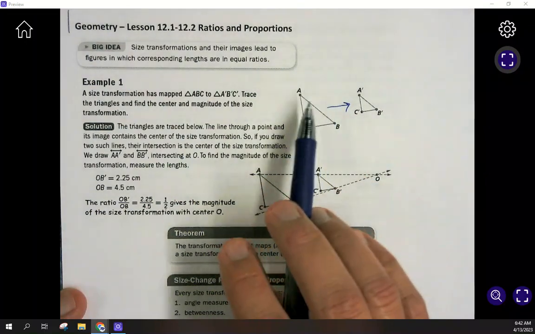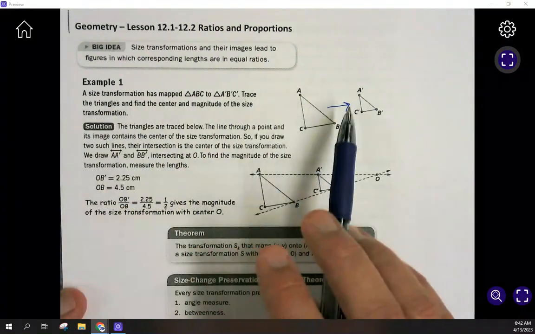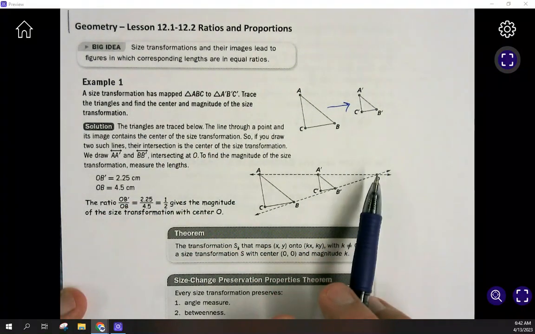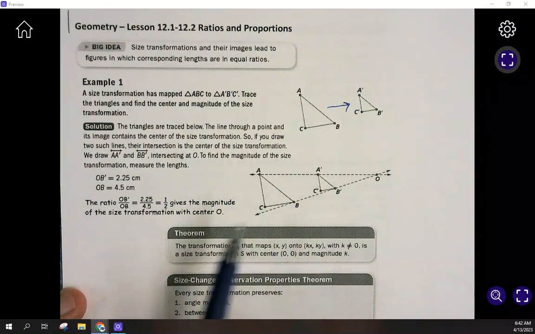If the shape was up here, the center would be out that direction. So a size transformation is always in a direction, all right, and it's from a center. You're just going to connect those lines, and it's right there.